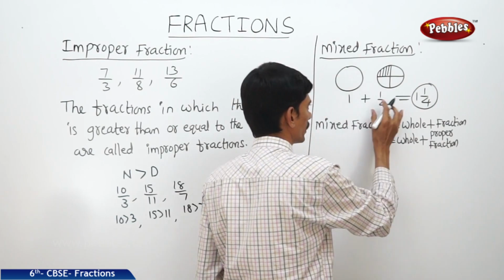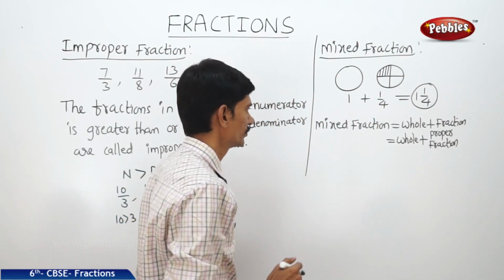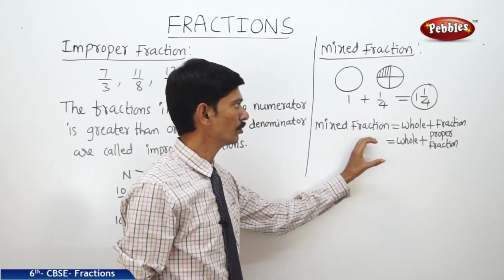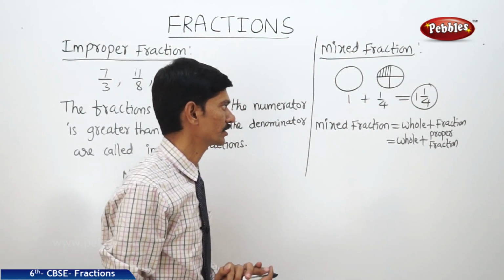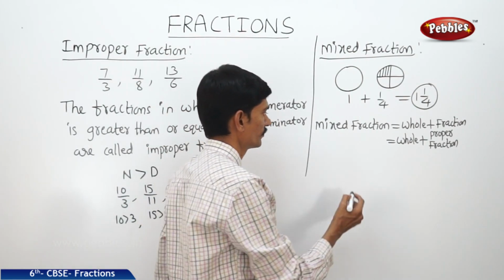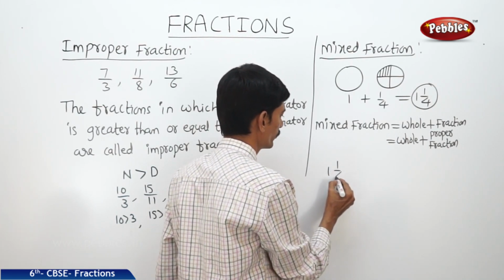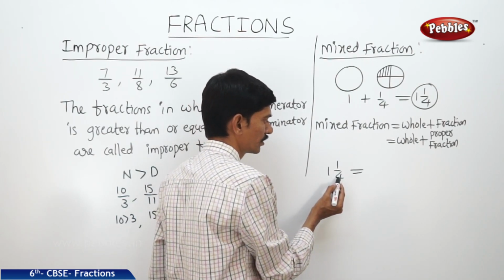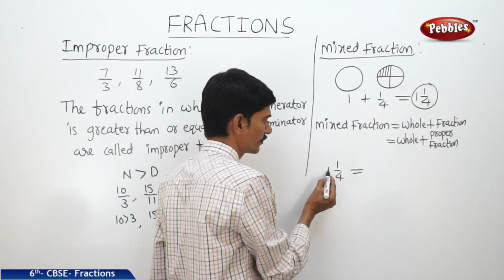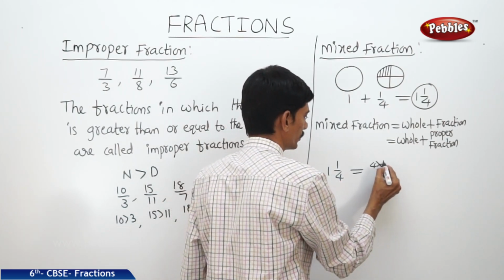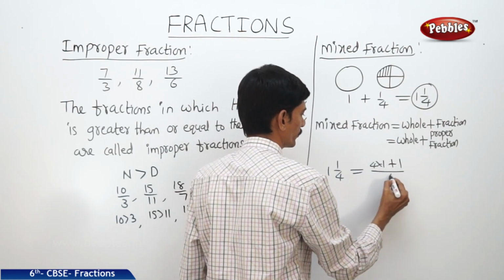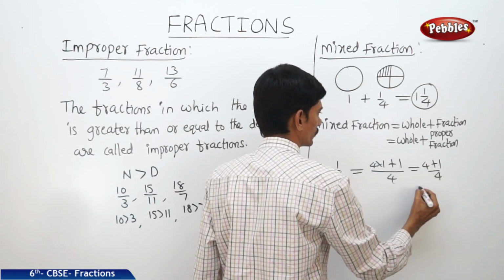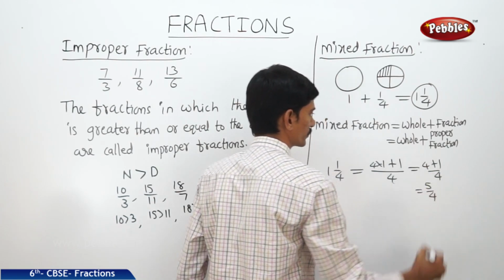So here whole means 1 and the proper fraction is 1 by 4. So then here mixed fraction is the combination of the whole and the part, means fraction. Now this mixed fraction 1 1 by 4 can be converted to an improper fraction by multiplying the denominator of the fraction with the whole number. So 4 into 1 plus 1 by 4. So this equals 4 ones are 4 plus 1 by 4. So this equals 5 by 4.